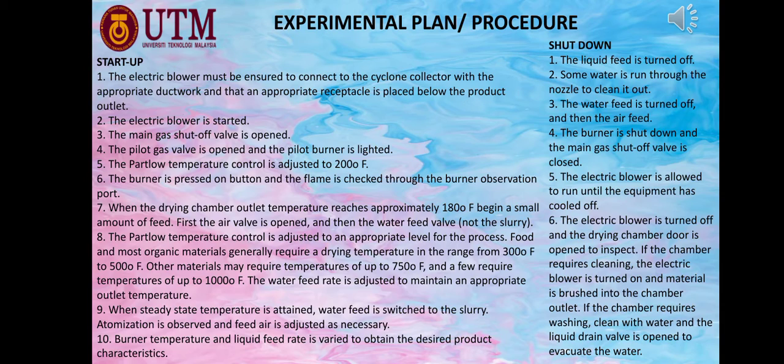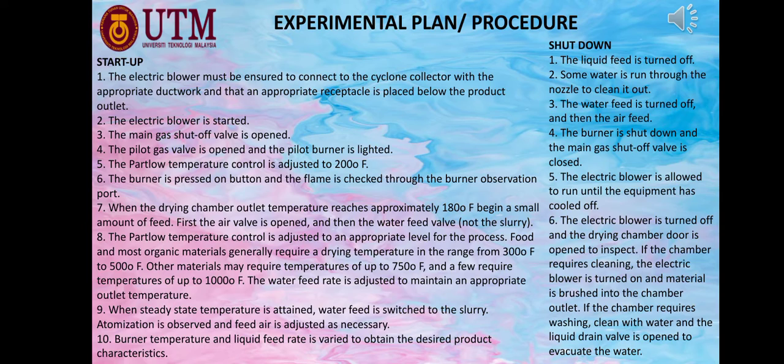When the drying chamber outlet temperature is approximately 180 degrees Fahrenheit, we then begin to add small amounts of the feed. First of all, the air valve is open, then the water feed valve is open. Here in this case, we don't yet add the main feed, which is the fresh milk. Here we add first the water feed. Then the part load temperature is adjusted to an appropriate level for the process.